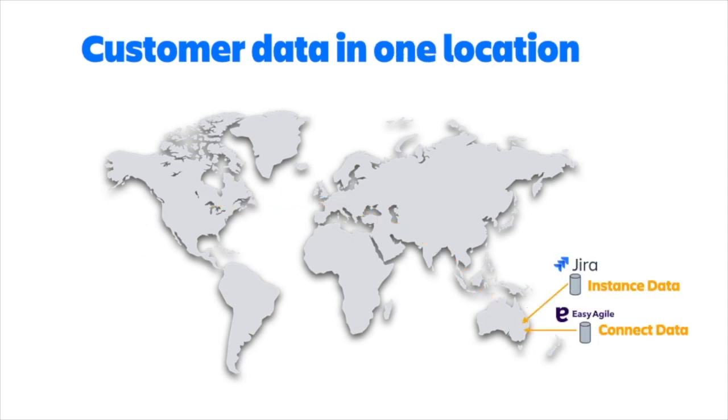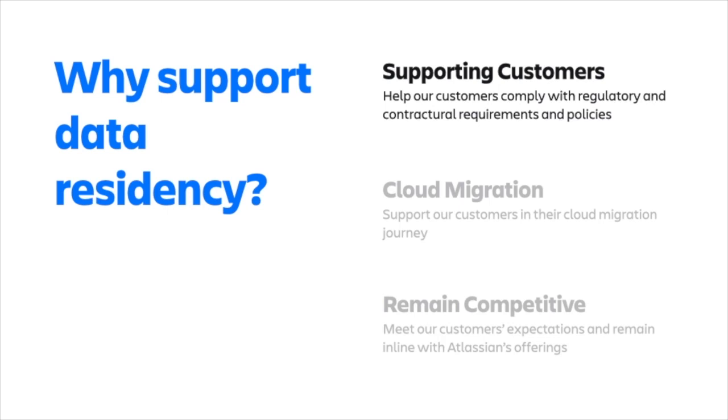We want to take our Easy Agile Connect data and bring it together in the same geographic location as the Jira instance data, with the end result being both data stores being located in the same geographic region. As Sean mentioned, this is important for customers in highly regulated industries. And so naturally adopting data residency at Easy Agile allows us to support those enterprise customers who have these regulatory and contractual requirements. Essentially, having data residency, in our opinion, is required to be considered a player in the enterprise market.